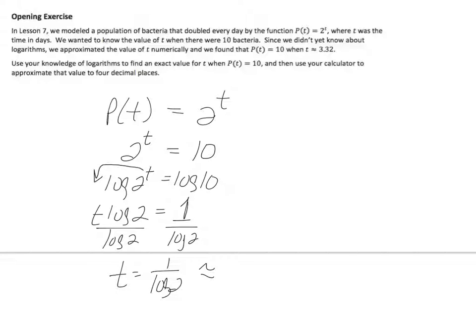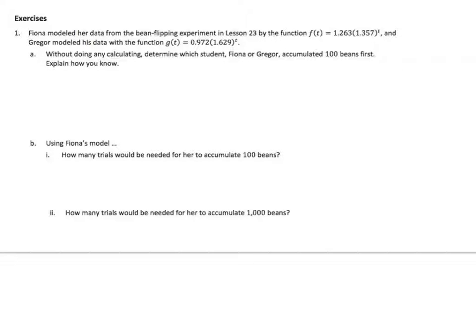Which, take your calculator and do some math, you get approximately 3.3219, and those are in days. So the population of bacteria is going to be 10 in approximately 3.3219 days. Okay, that was just warming up your brain. Oh, and I gave myself lots of room to do this work for some reason, but I think we got it, so we don't need this slide. All right, let's practice through some exercises.